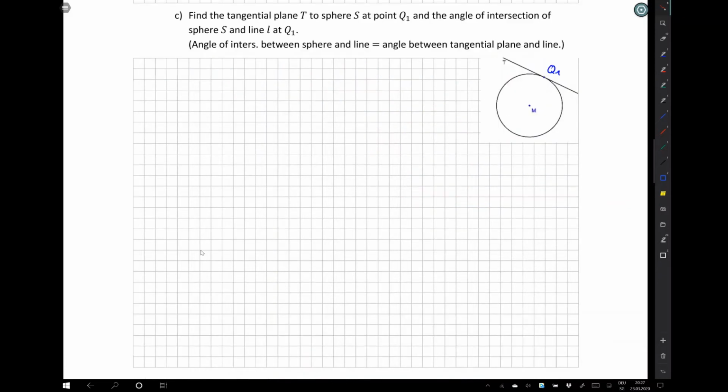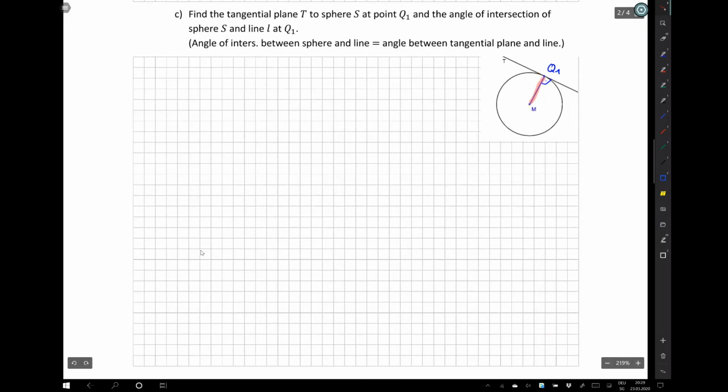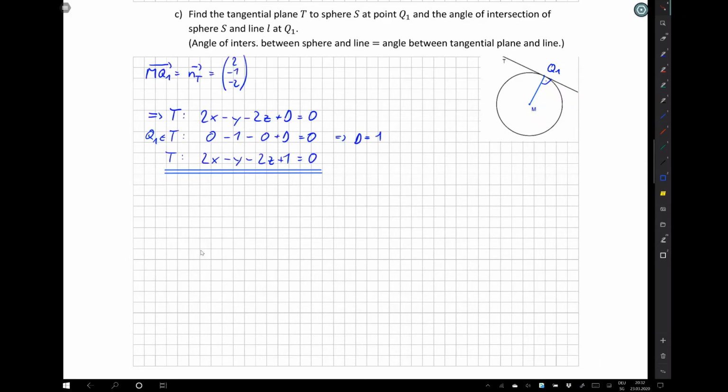In example C, we should find the tangential plane T to the sphere S at point q1. The tangential plane is obviously normal to the line Mq1, so we can use the vector Mq1 as a normal vector of the tangential plane. So we find the normal vector 2, minus 1, minus 2, we get the equation for the plane 2x minus y minus 2z plus d equals 0. Inserting the point q1 into the plane T, we get d equals 1.